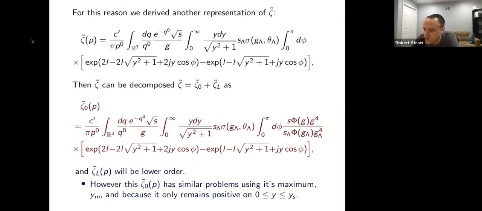Some complicated expression, and there are actually two special functions in here, which I've hidden in the exponential of the cosine of theta and the extra integral here, but which make things hard. However, this quantity has similar problems using its maximum. So this is a better quantity in some ways, but its maximum is ym, and it only remains positive on y between y0 and ys. And so this quantity can also be positive and negative.